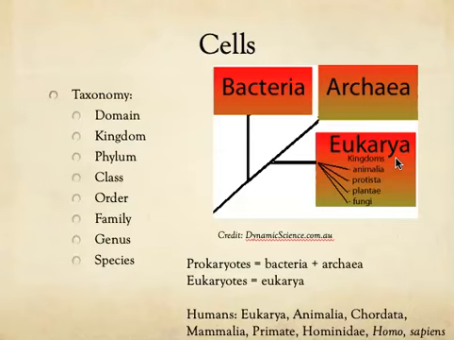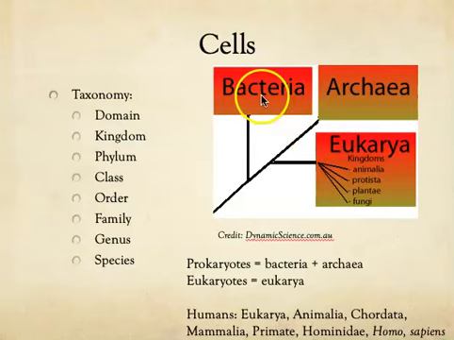You'll notice that within the domain of eukarya, there are 4 different kingdoms listed: Animalia, Protista, Plantae, and Fungi. So animals, plants, protists, and fungi.